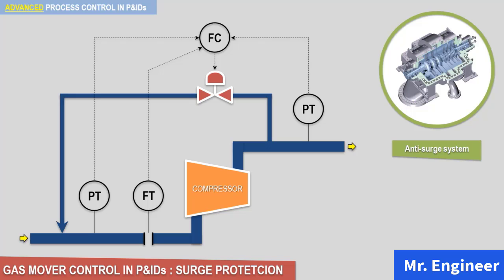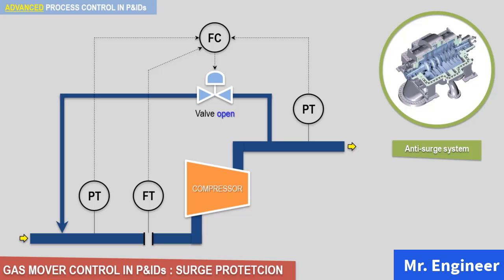If the pressure differential drops below a certain set point, or if the flow rate at the inlet of the gas mover drops below a certain set point, then the flow controller that you can see here will trigger a control signal to open the control valve on the recirculation pipe and allow some of the gas to flow back from the discharge into the suction of the gas mover. By doing so, this control system provides protection against a minimum condition. In other words, it provides protection against surge.